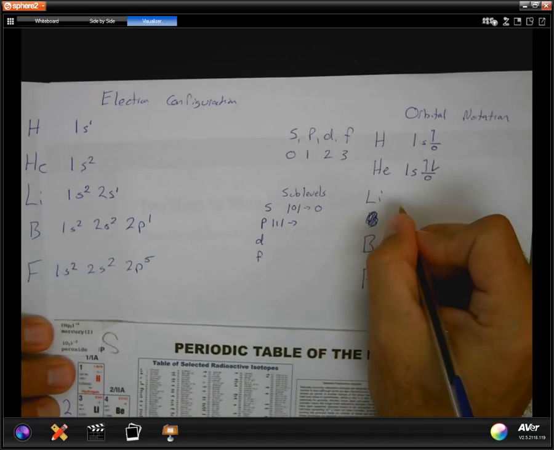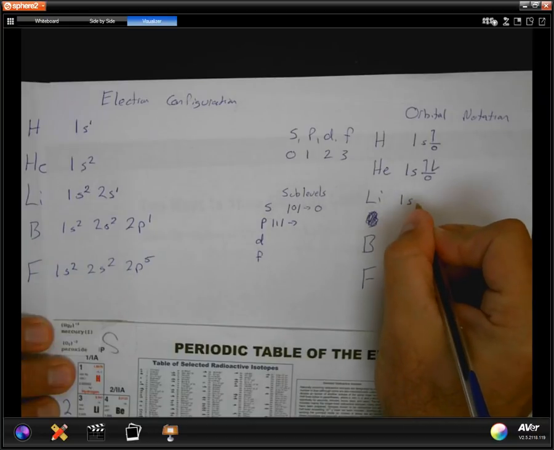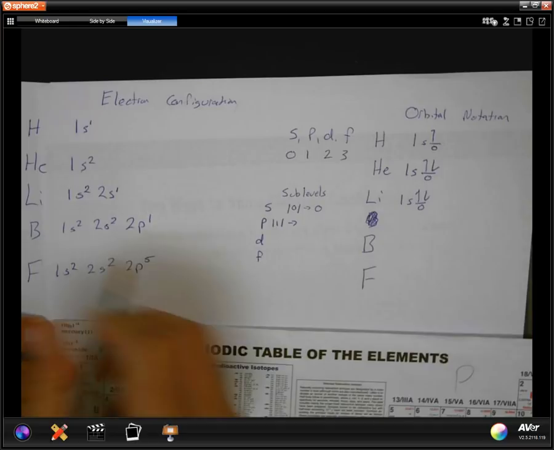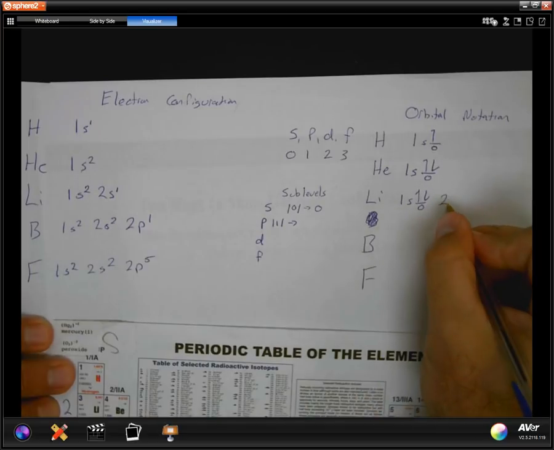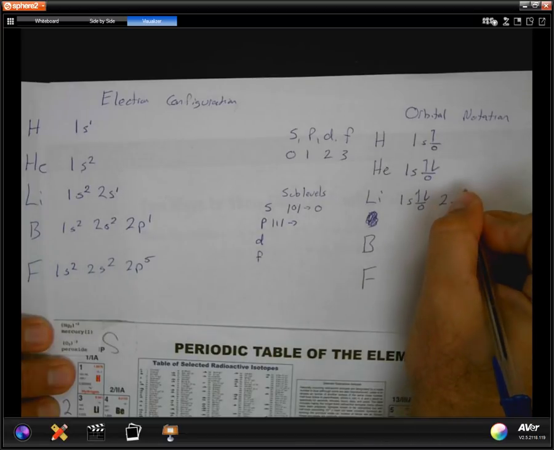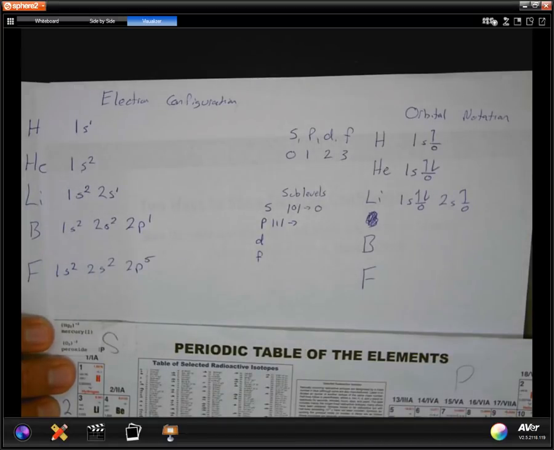Now we'll do the same thing for lithium. Orbital notation for lithium. I have 1s, 2 electrons, and now I'm in the 2s. And there's only 1 electron here, so the first electron will always give it an upspin.